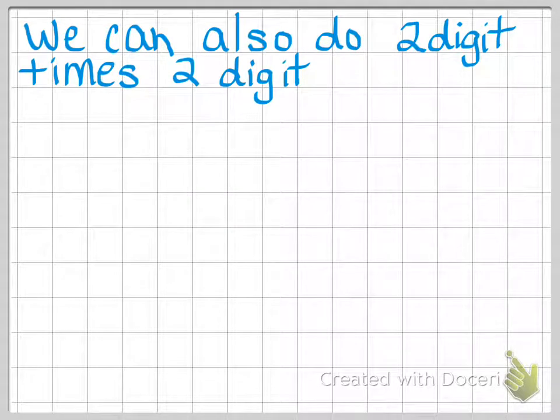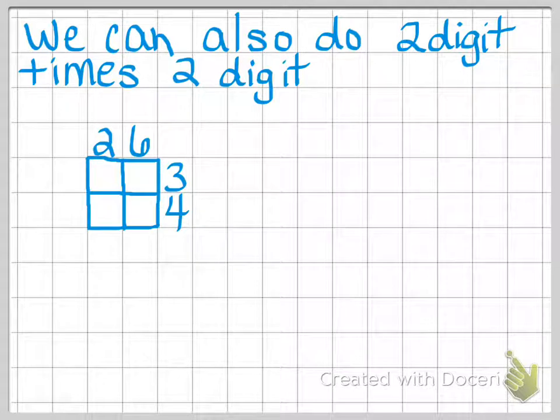Okay, we can also do 2-digit times 2-digit using the same method. So let's say that I have 26 times 34, or 34 times 26, whichever way you want to write it. In this setup we do 4 boxes because we've got 2 numbers on the top and 2 numbers on the side. We're going to draw our diagonals just like we did before, and notice there's more of them this time. And then we're just going to start with the number 3, and we're going to pretend that 4 isn't there to start with, and we're going to do just like we did with the other problems.